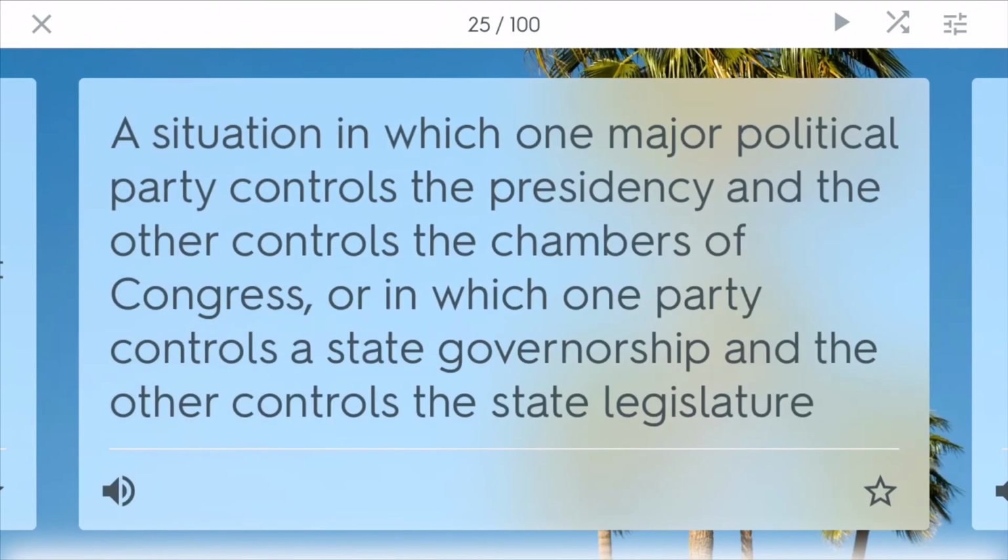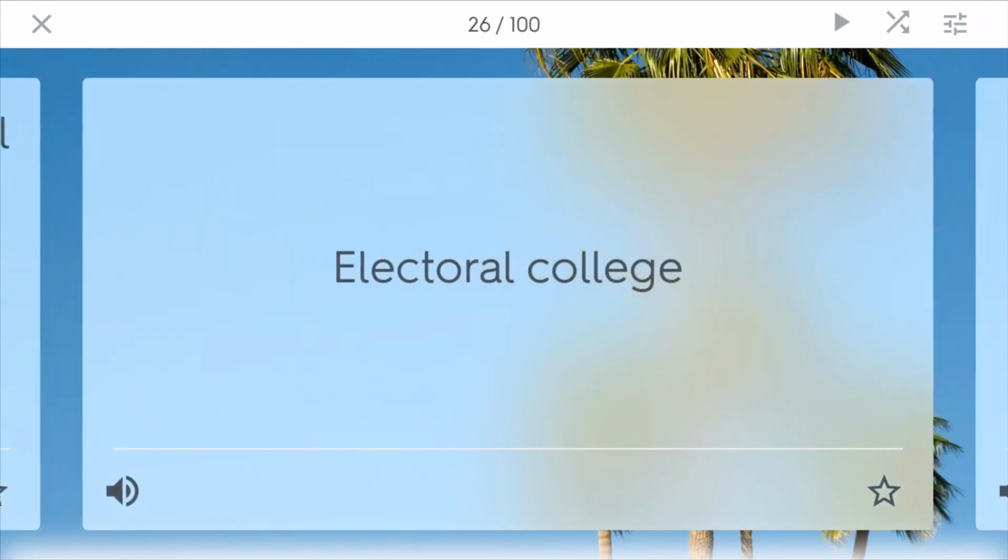Divided government. This occurs when one major political party controls the presidency and the other controls the chambers of Congress. In this case, it's very hard for legislation to be passed because one group wants to go one way and the other wants to go the other way, and compromise is hard to reach.